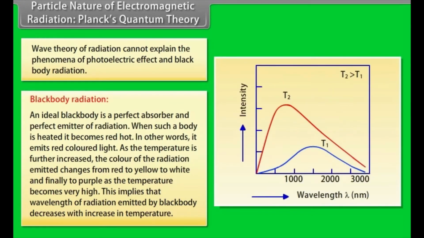This implies that the wavelength of radiation emitted by a black body decreases with increase in temperature. Consider the graph from right to left. At a given temperature, intensity of radiation emitted increases with decrease of wavelength, reaches a maximum value at a given wavelength, and then starts decreasing with further decrease of wavelength.